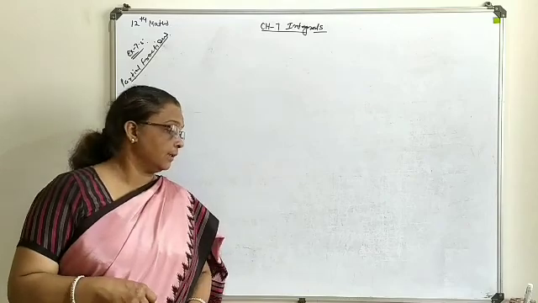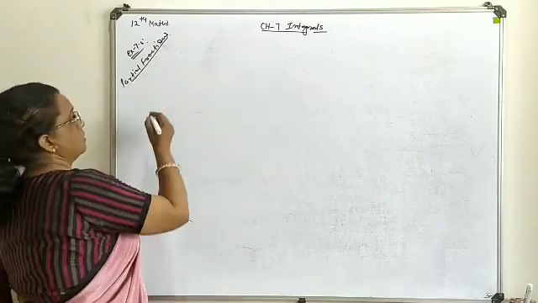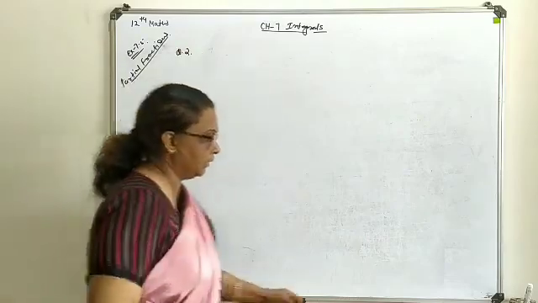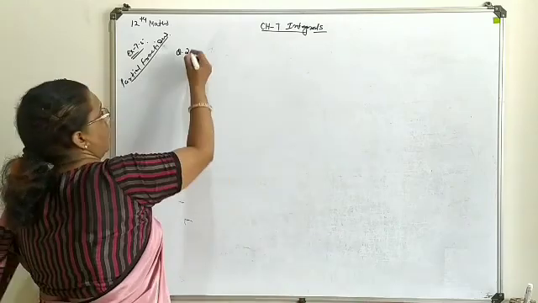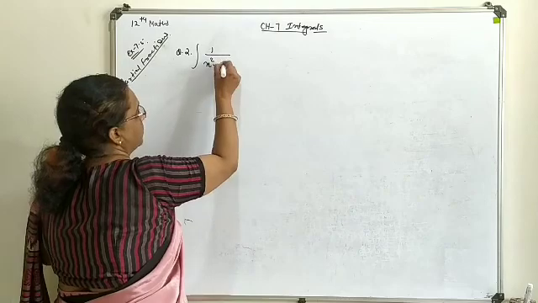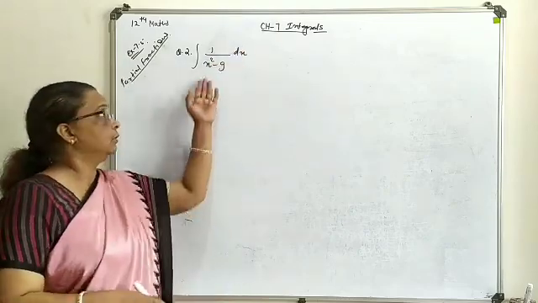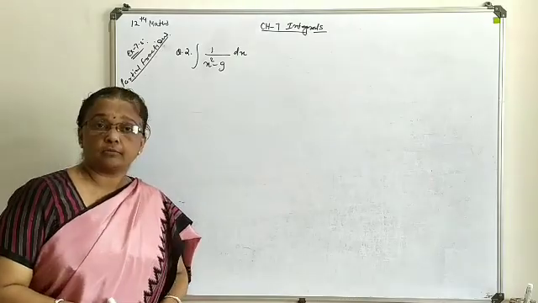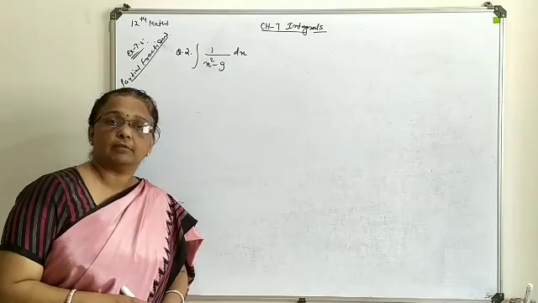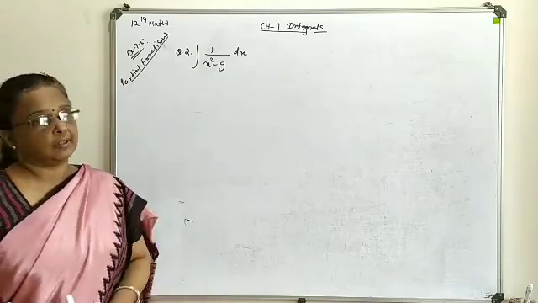So let's start with question number 2 of Exercise 7.5. Here your question is the integration of 1 upon x square minus 9. This is the form available to us. First of all, look at the question and try to find out whether factorization of the given expression is available or not. Here you can see that for this type of combination factorization is available.